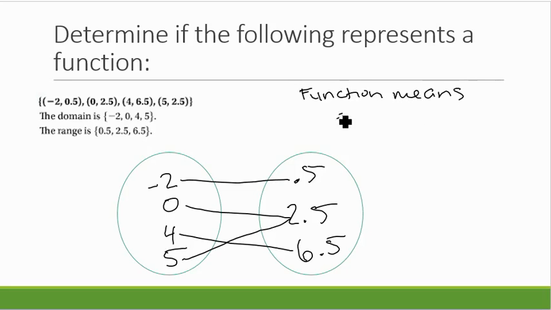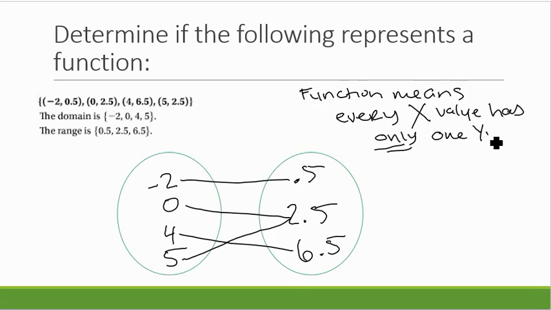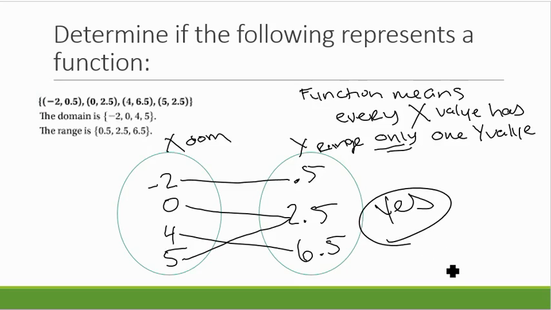So if you think back to the last slide, a function means every x value has only one y value. So over here, here are my x's and my y's, this is my domain, and this is the range. Every x value, does it have one y value? It should only have one line coming out of it. In this case, yes, it is a function.